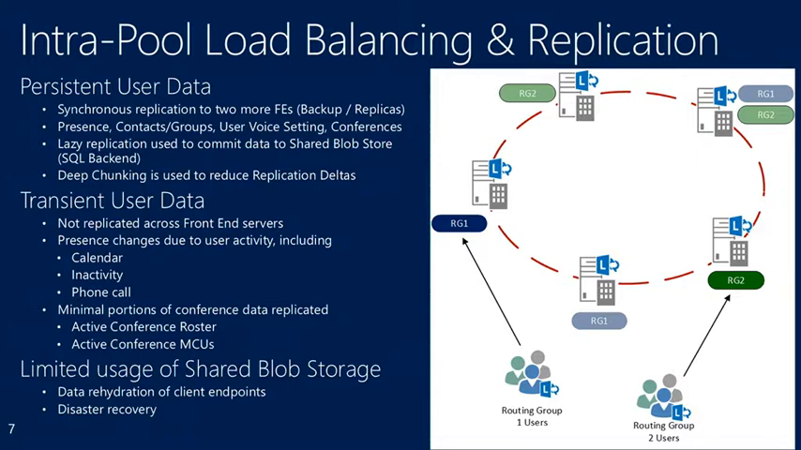There's other data, however, such as our persistent data, right? This would be things like our scheduled conferences, our contact lists. When I make a change to one of those, I want that change to be persistent even if I had all servers in the pool outage. I would expect that data to be restored, right, or to be available the next time I reconnect.